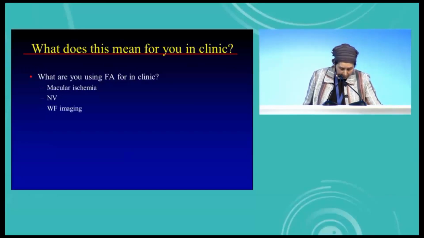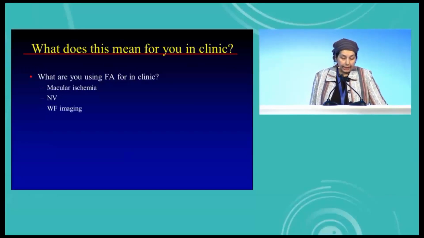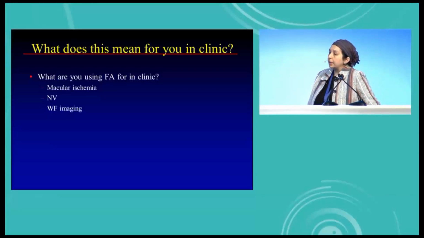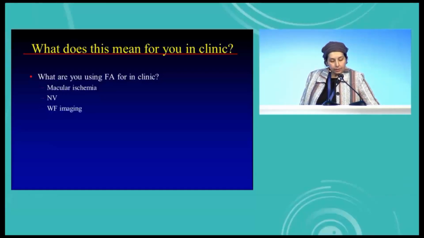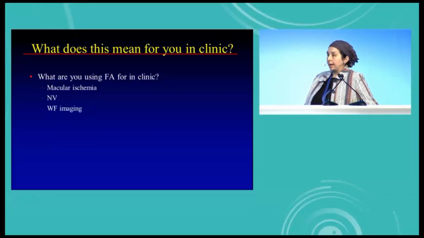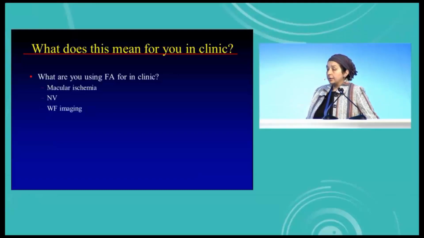Now, all of that is well and good, but what does it mean for you in the clinic, right? What does it mean when you're translating these findings into the clinic, and how can you actually use these to follow your patients up over time? And so I always come back to the question of, what are you using fluorescein angiography for in the clinical setting? So we used to use it to look at macular edema and microaneurysms and to decide on focal laser treatment of microaneurysms, but we're not doing that anymore.